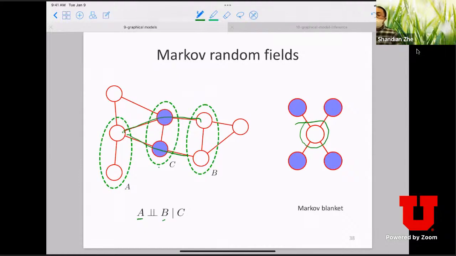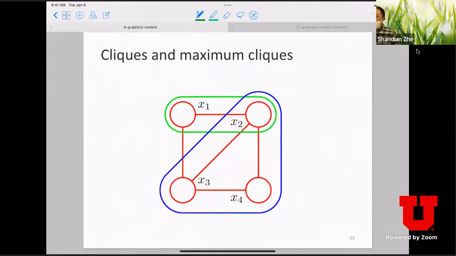So how do we define an undirected probabilistic graphic model? That will need us to look at some basic structures on the undirected graph, which are called cliques. A clique is just a subset of nodes in a graph such that every pair in this set is connected by an edge.